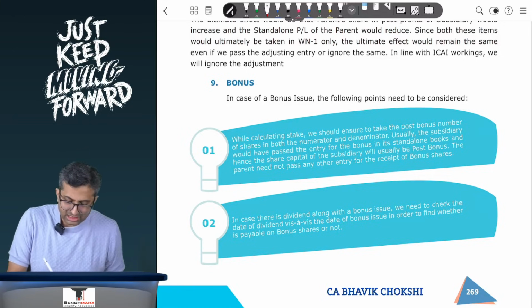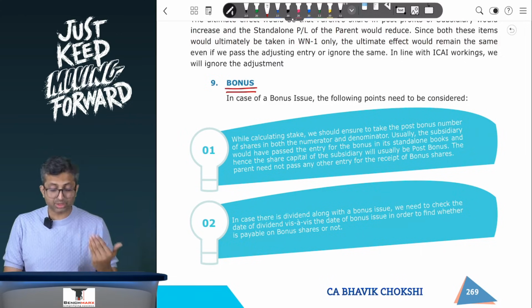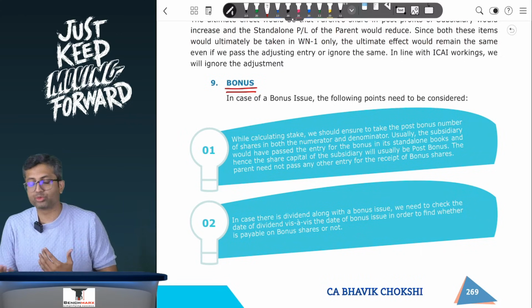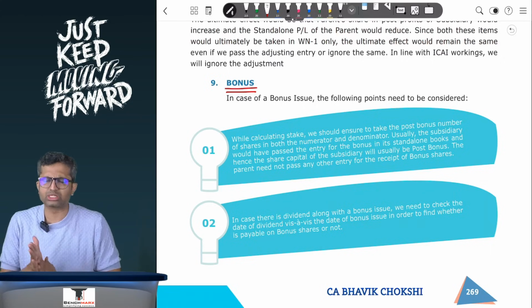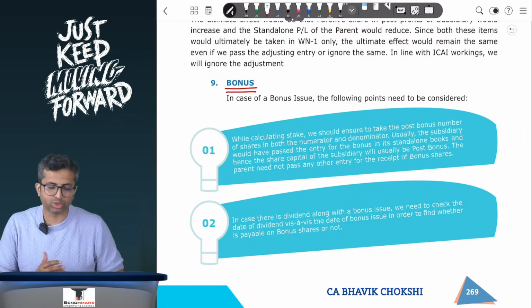Okay, then there is an adjustment for bonus. Institute study material per se does not have any separate adjustment for bonus, but if you see, a couple of exam questions have come where this bonus adjustment is there. There's no consistent treatment over here, but we can discuss what the core principles are.